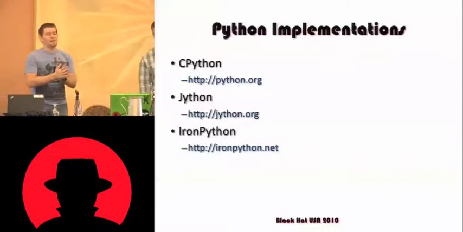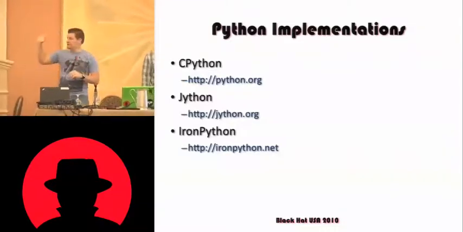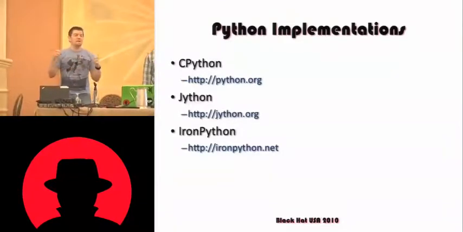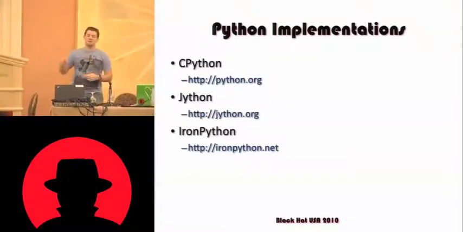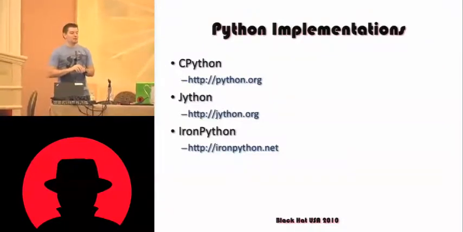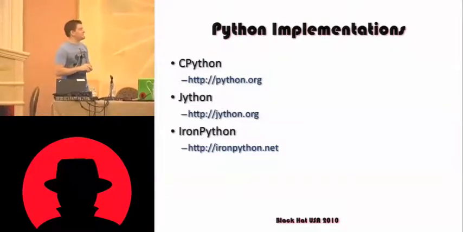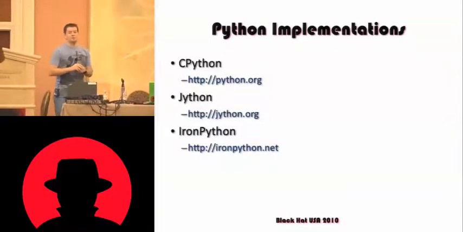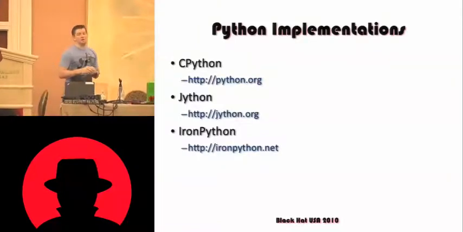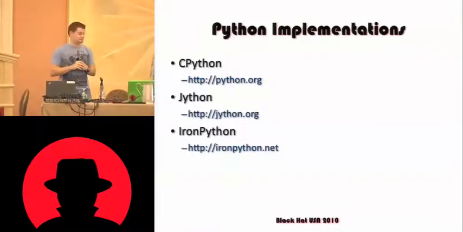There's a couple of different Python implementations. We just highlighted three major ones. CPython is the main version of Python that you probably think of. It's written in C, it's fast. Jython has been around for a long time too. That's actually Python inside of Java. And on the flip side, IronPython is Python inside of .NET.